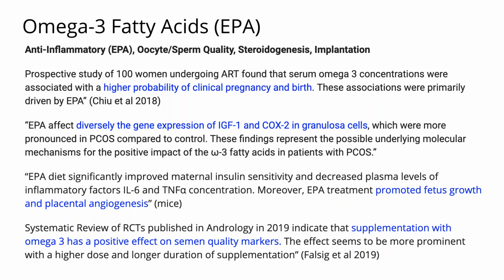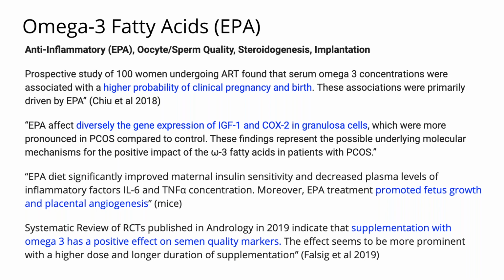Omega-3 fatty acids have a lot of benefit for fertility, for insulin resistance. These fatty acids have been studied in so many different ways when it comes to fertility. A study of 100 women undergoing ART found that the patients who had the higher omega-3 concentrations had a higher probability of pregnancy and birth. And that was primarily driven by EPA content. Another study found that EPA improved the gene expression in the granulosa cells, which are often deficient in PCOS. That's very interesting when it comes to helping women with PCOS create estrogen.